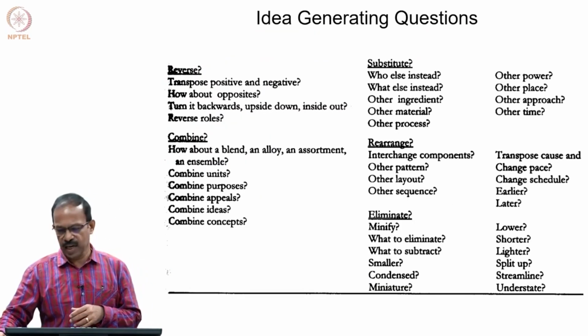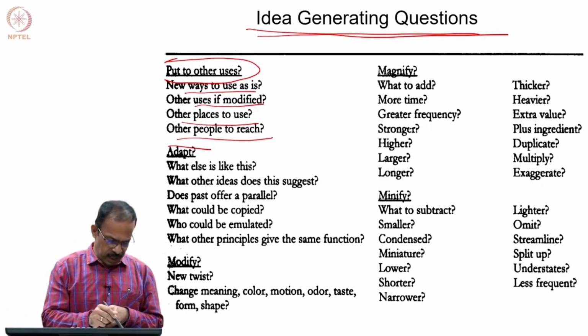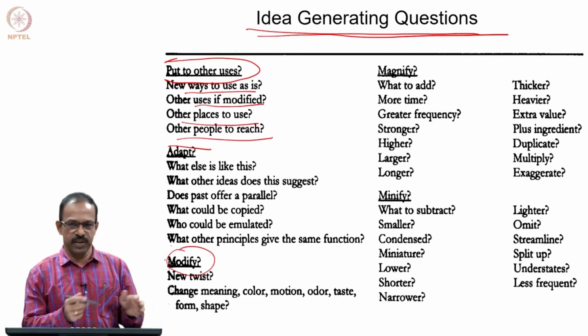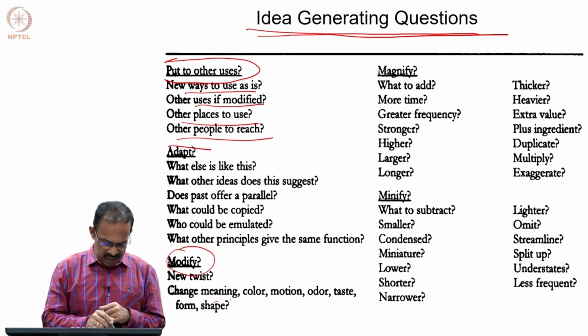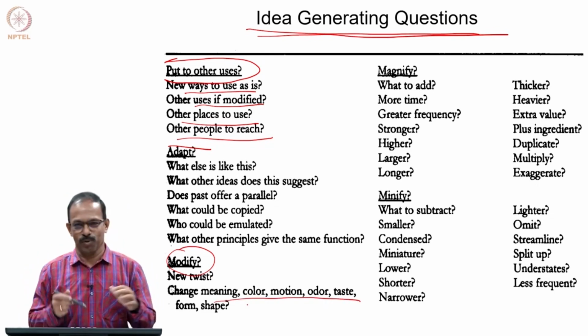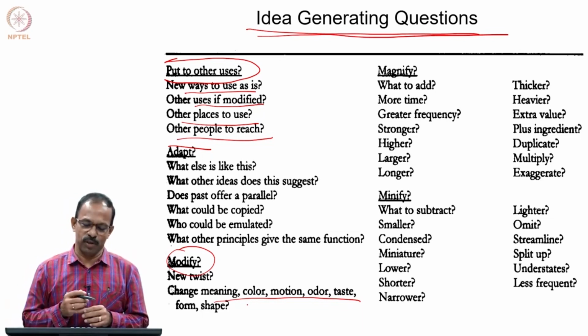Similarly, adapt, how to adapt something existing. Okay, is there any way to adapt the existing methods and modify the existing methods? Can we give a new twist to this, or can we change the meaning, color, motion, order, taste, form or shape to suit a particular requirement?